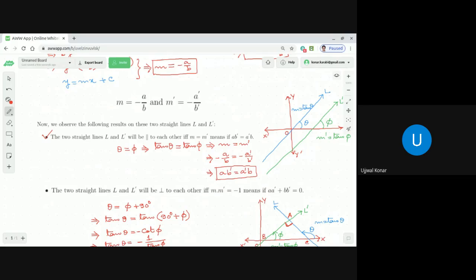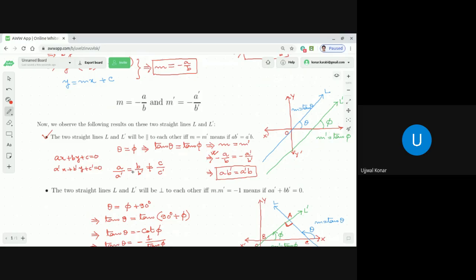And what is the condition? That these two are represented by the linear equations ax plus by plus c is equal to 0, and the second one a dash x plus b dash y plus c dash equal to 0. Then what we are getting, a by a dash is equal to b by b dash, exactly the same condition, but that should not be equal to c by c dash. Then only we can say the system of linear equations has no solution, right?